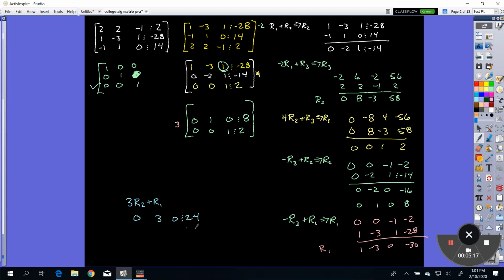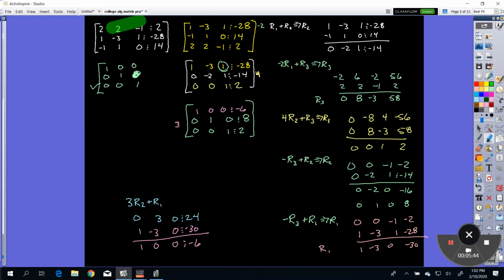Now I add it to this row, which is 1, negative 3, 0, negative 30, because this is really, remember, my new row 1. So that's 1, 0, 0, negative 6. And if we did it right, those are our answers. So if we want to check our work, we can take this and take these first 3.